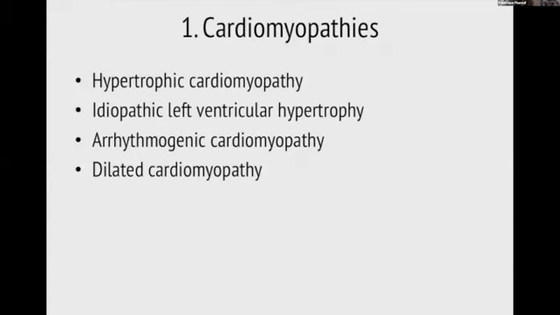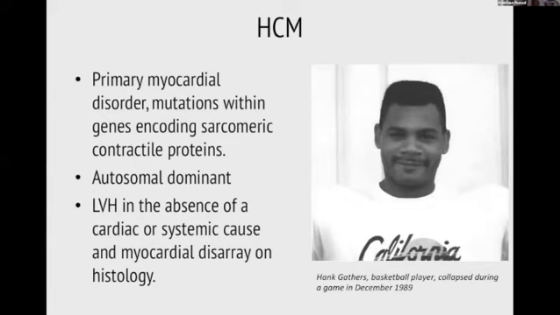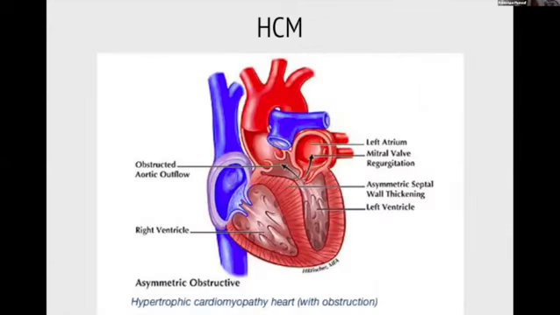So first we're going to talk about the cardiomyopathies. Hypertrophic cardiomyopathy is a primary myocardial disorder caused by mutations within genes encoding proteins, autosomal dominant, characterized by LVH in the absence of a cardiac or systemic cause, and by myocardial disarray on histology. Approximately 25% of affected patients have dynamic LV outflow obstruction due to the systolic anterior motion of the mitral valve leaflet against the hypertrophied interventricular septum. And this creates a subvalvular stenosis.